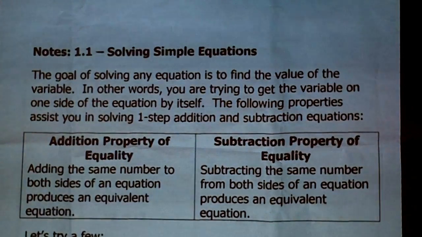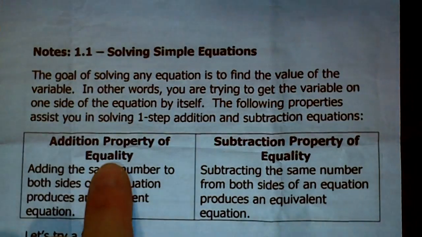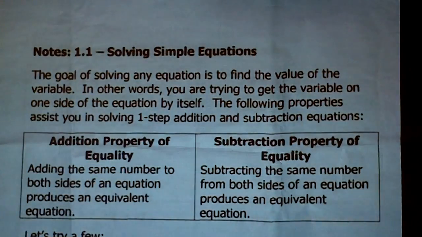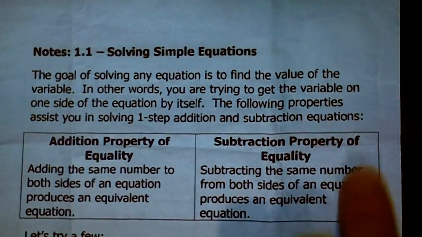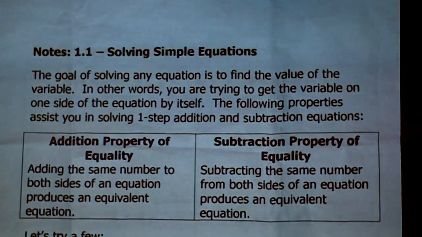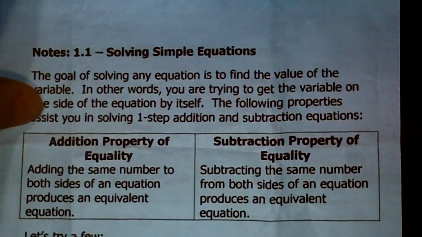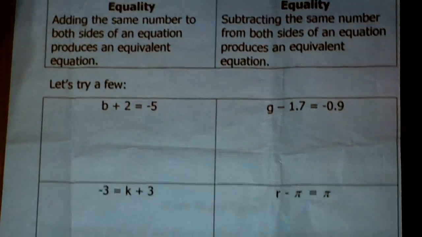Two properties that allow us to do this for addition and subtraction equations are the addition property of equality and the subtraction property of equality. Those were on your vocab from unit 0, so I know you're familiar. But basically, the addition property of equality allows us to add the same number to both sides of the equation without changing the value of it. And the subtraction property allows you to subtract the same number from both sides of an equation without changing the value of it. So let's try a few, and we'll start out with some nice little basic ones, and then they'll get a little trickier as we go.